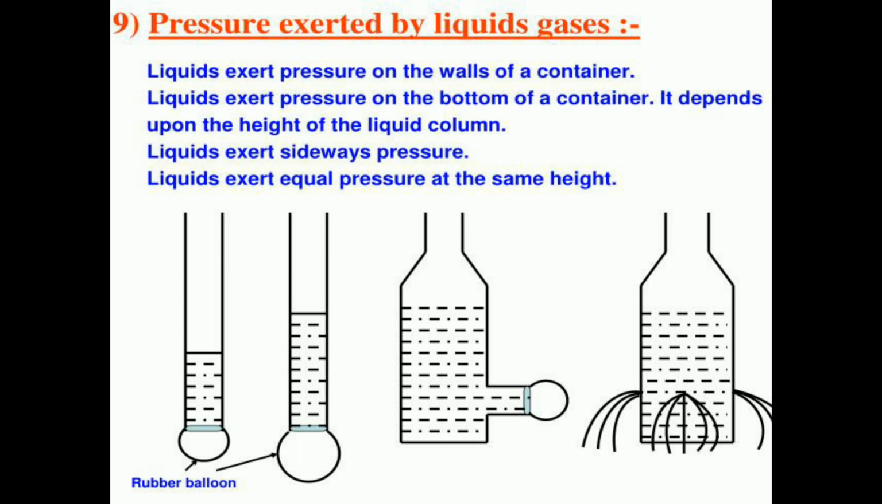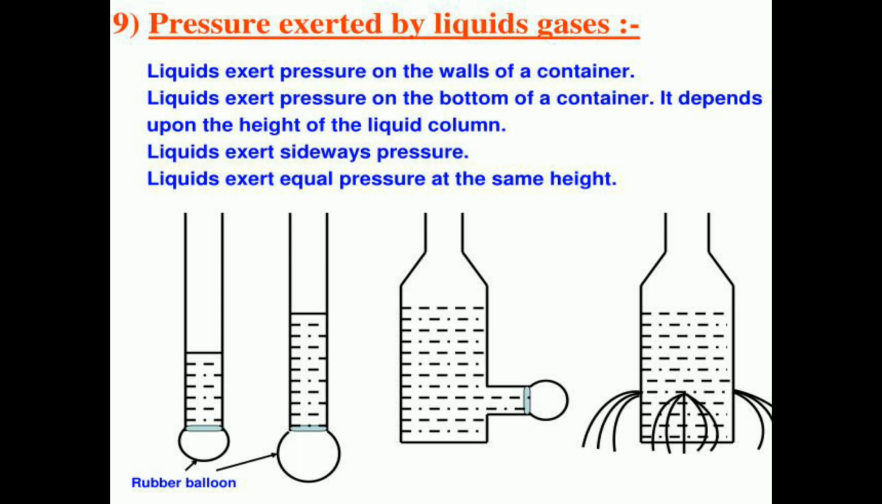Then in another diagram, see, water is filled in a bottle, and on the side of the bottle we make one hole, and to this we insert one tube, and the outside end of the tube is tied with a balloon. Then we put water into it, and we see that the balloon's size increases, it becomes inflated. So from this we know that a liquid exerts pressure on the walls or sides of its container.